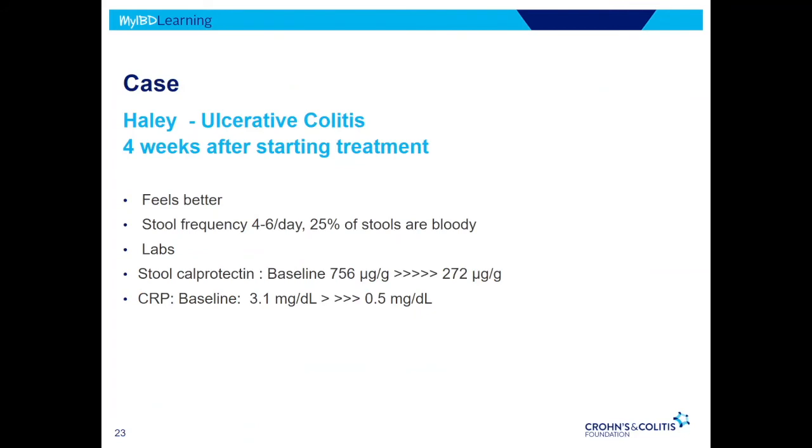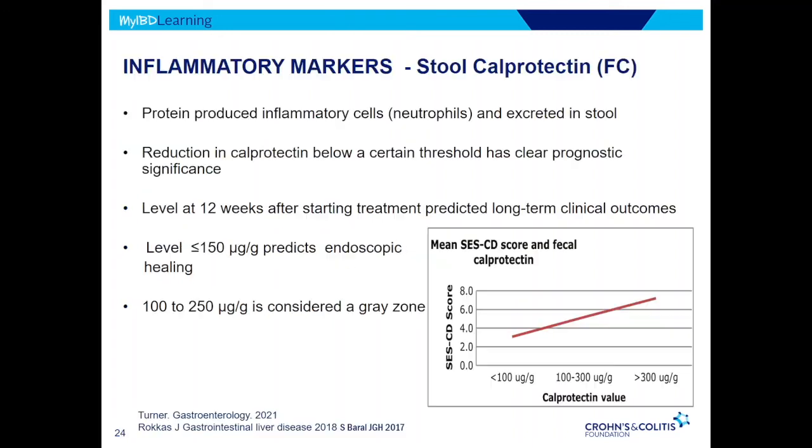So going back to Haley, at 4 weeks, she was feeling better. Her bowel movement frequency had improved. The amount of blood in her stool had gotten better. The stool tests have gotten better, though they are not in the optimal range yet. Her blood test for inflammation has gotten better or normalized.